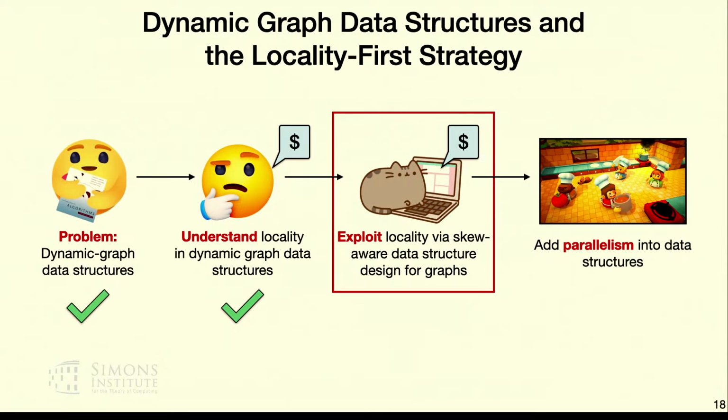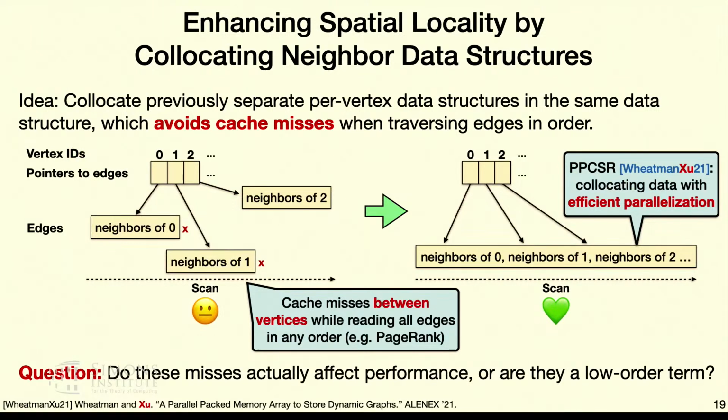So going back to this high-level strategy, we started with the problem, we understood the locality potential in it, and now we're going to exploit it using fancier data structures. Like I said, this high-level design that underlies a lot of these data structures has two levels. One is a pointer to all these containers, and you have a bunch of separate containers. The first step that my co-author and I took to improve the locality was to collocate all of these neighbor lists into one giant data structure. And so this solves the cache misses that you get in between the vertices when reading all of the edges.